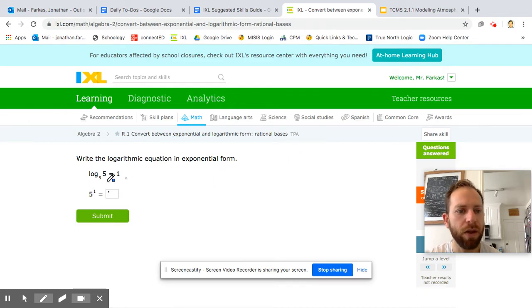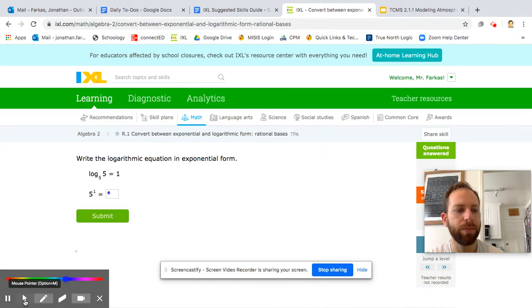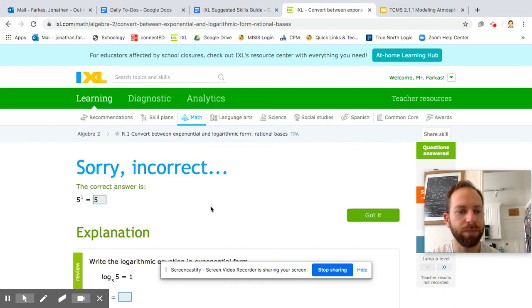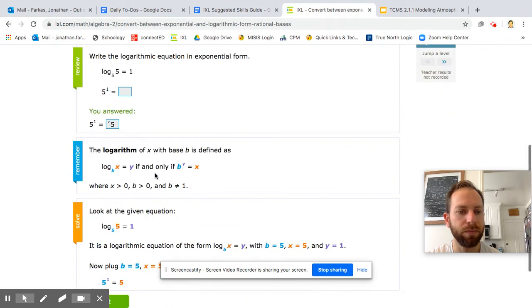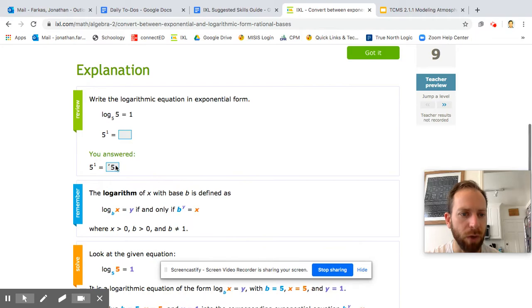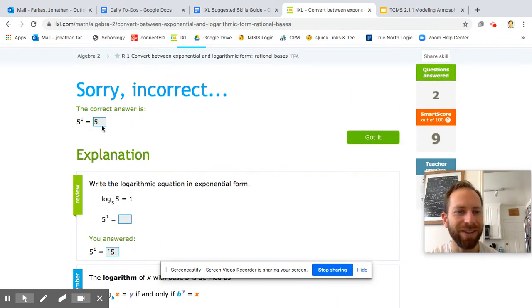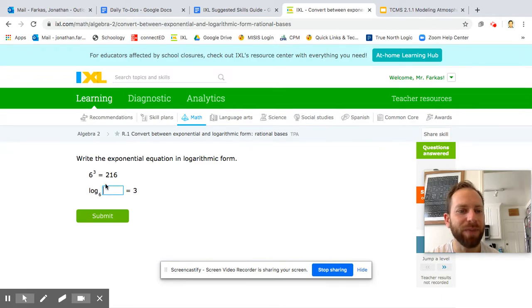Okay. So again, here's log base 5 of 5 equals 1, right? This is telling us 5 to the 1st power is equal to 5. Same idea. Okay, let's try this one. This one is a little different.